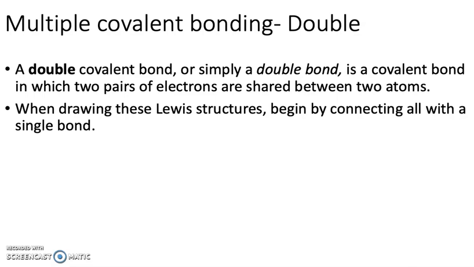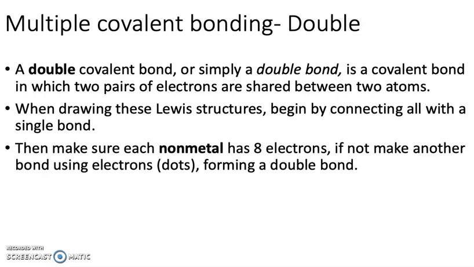Now, when drawing these Lewis structures, begin by connecting all with a single bond. That's an important little tip that can help you out. And then make sure each nonmetal has 8 electrons. If not, make another bond using electron dots, forming a double bond. So, in conclusion, in your final molecule, each nonmetal except for hydrogen should have 8 valence electrons around it in some fashion. Okay, so let's take a look at these drawings I would like to do with you guys.